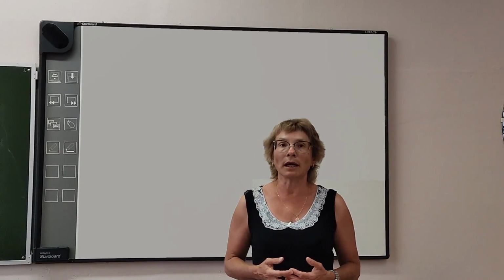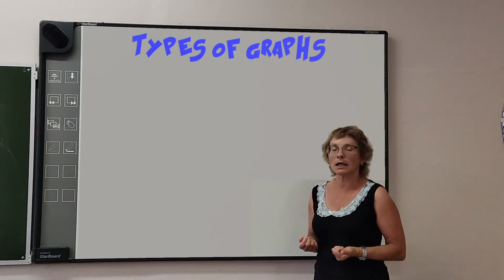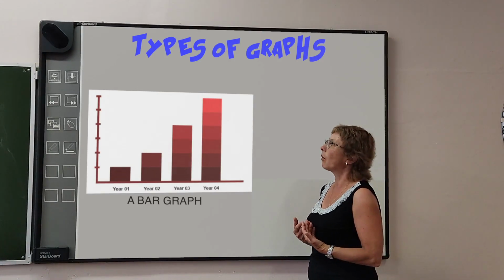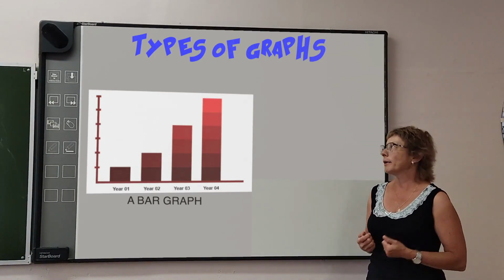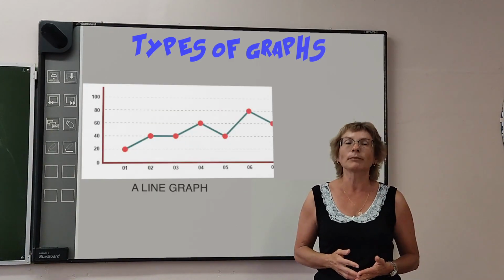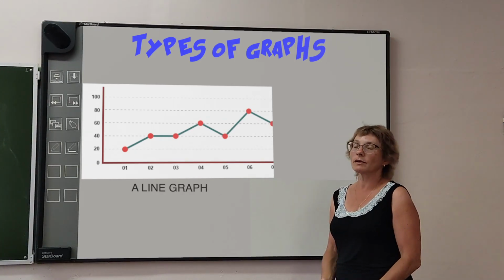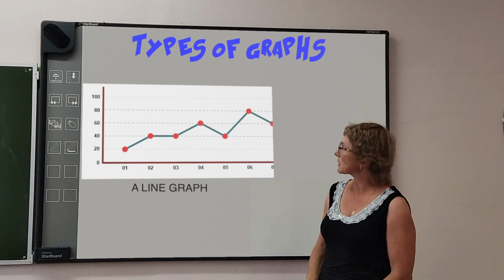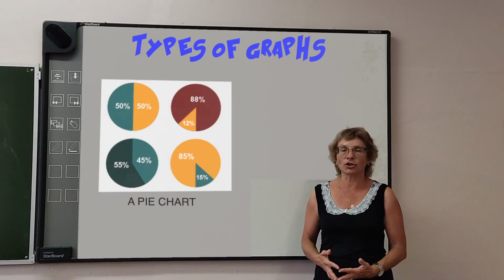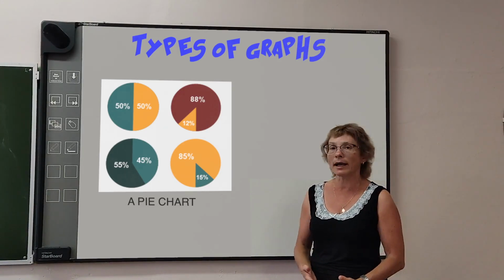Okay, now we are ready to get acquainted with some types of graphs. The first one we have is called a bar graph, because of the bars you can see. The second one which we have is called a line graph, because of the lines you can see in the graph. Also, we have a pie chart or a circle graph. As you can see, it looks like a real pie.